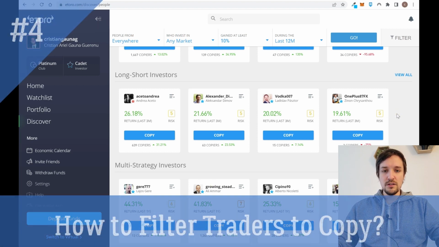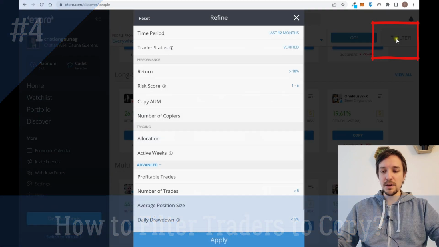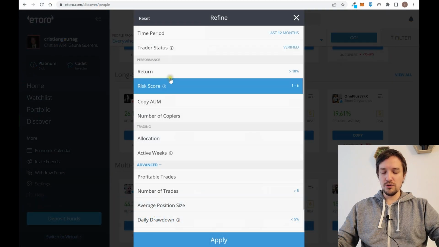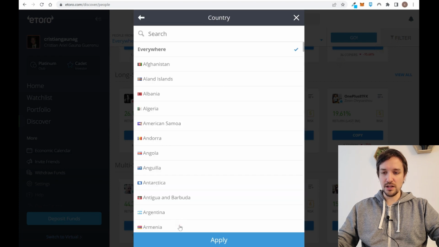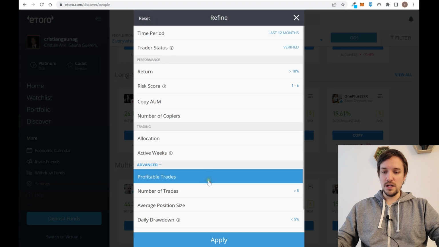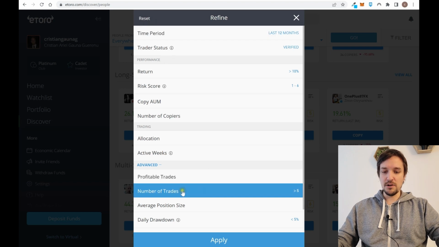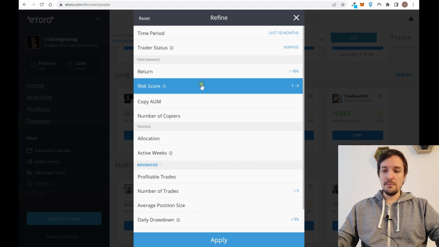But if you want to filter by your own, you can go to this button that says filter, and in here you have plenty of filters. For example, if you want to focus on a specific country, you can go in here and select country, and if you want to copy someone from England, from Germany, you can select the specific country, you can search in here. Or for example, you want to focus on profitable trades, number of trades, average position size, or even active weeks. So in my opinion, it's always useful to copy someone that has less than 6 as a risk score.